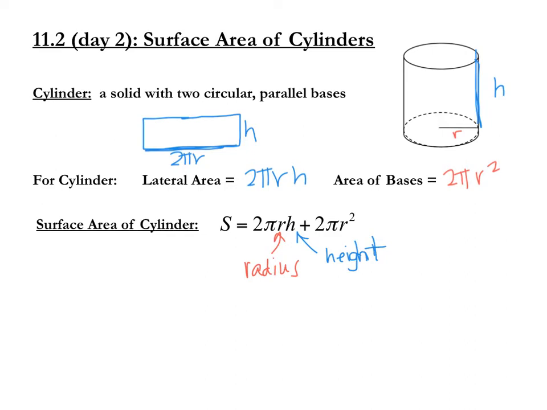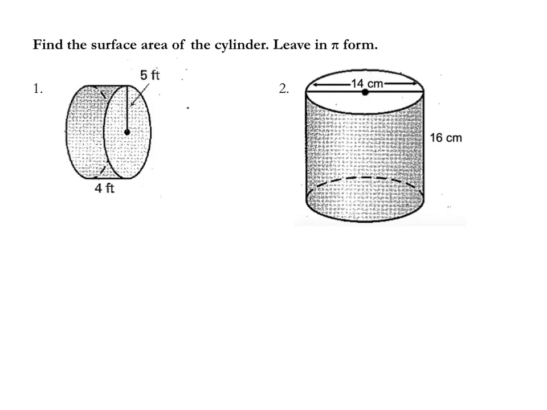Alright, so we're going to try a couple examples on the next page. We want to find the surface area of these cylinders. Note that we are leaving them in pi form. For anything that has pi in this chapter, we're going to try to leave it in pi form when we're doing the geometry problems.